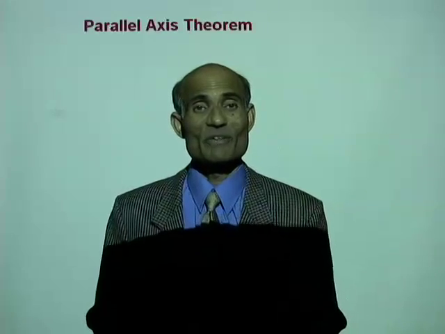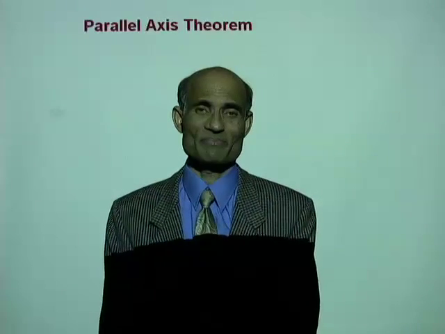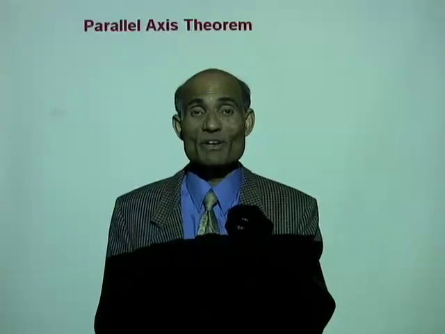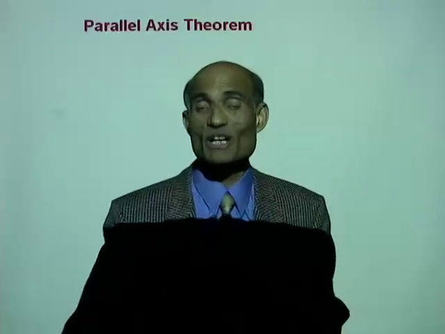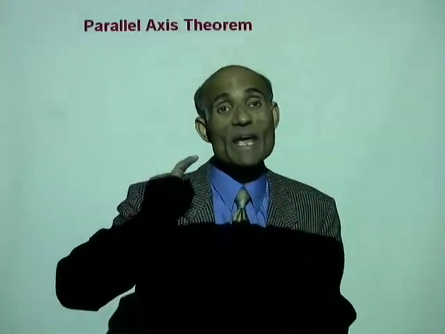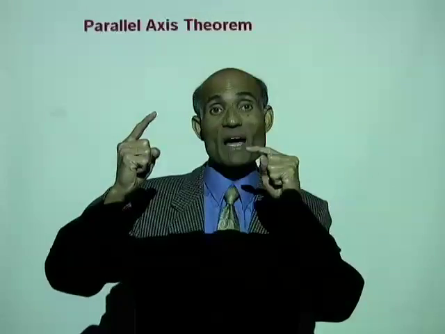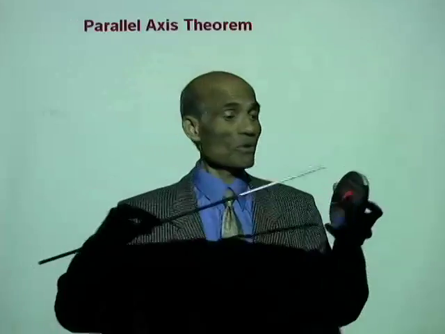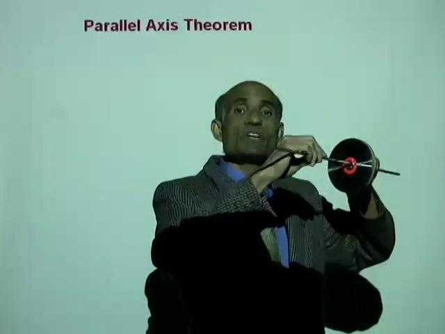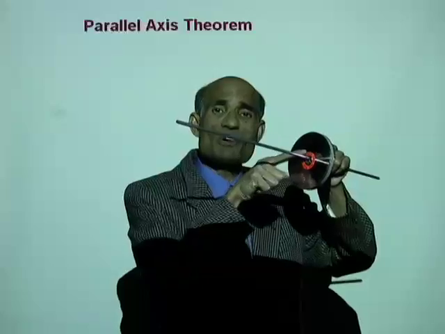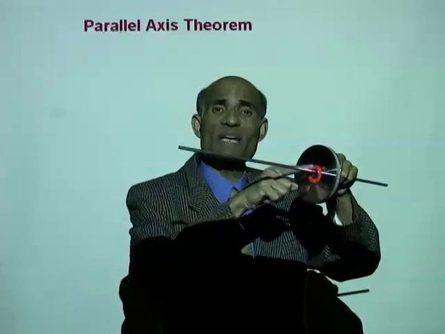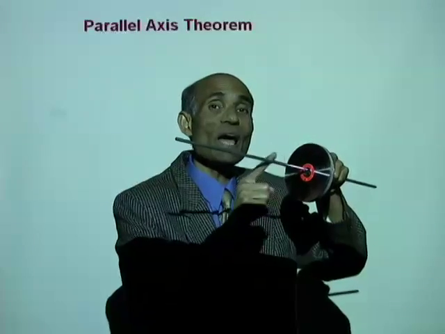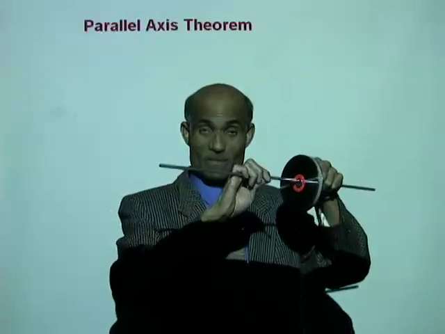We will now discuss the parallel axis theorem. The parallel axis theorem gives us a method of finding the moment of inertia of an object about any axis other than the axis that passes through the center of mass. For example, you know that the moment of inertia of a disk about an axis that passes through its center of mass is 1/2 mr squared. Is that right?